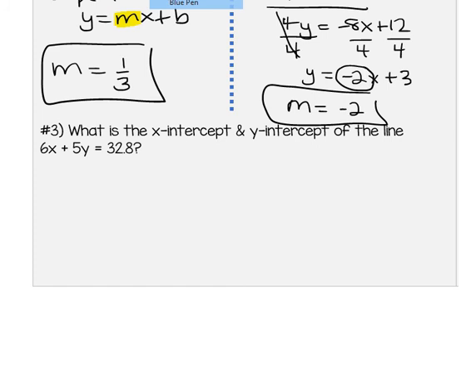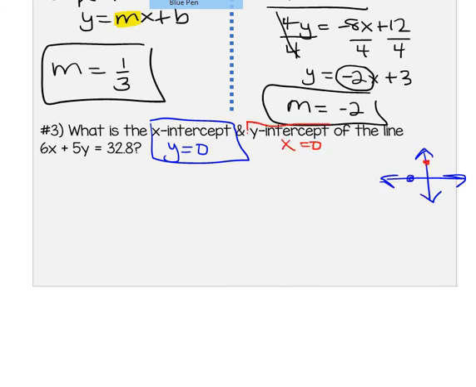6x plus 5y equals 32.8. Just to refresh our memories, when we are finding the x-intercept, if I have a coordinate plane, the x-intercept is where it crosses on the x-axis, and my y value is always 0 when I'm finding my x-intercept. My y-intercept is where I cross on the y-axis, and my x value is always 0 when I'm finding my y-intercept.